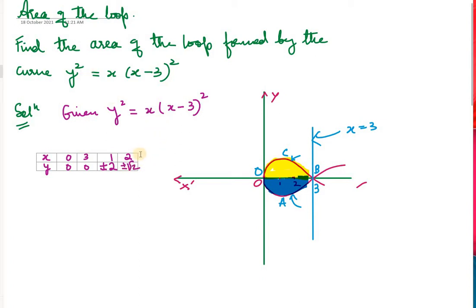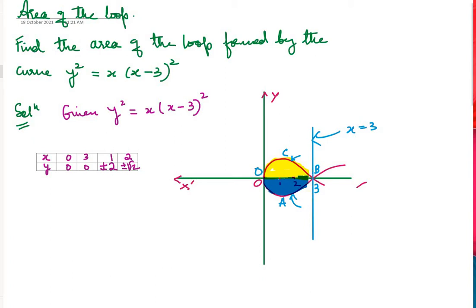And if you take some more points which are greater than 3, then in that case you'll get two values of y, one positive, one negative. After x greater than 3, you get two values of y, and then y will keep on increasing to infinity and then to minus infinity. So therefore a loop will be formed only between these 2 points, between 0 and 3.